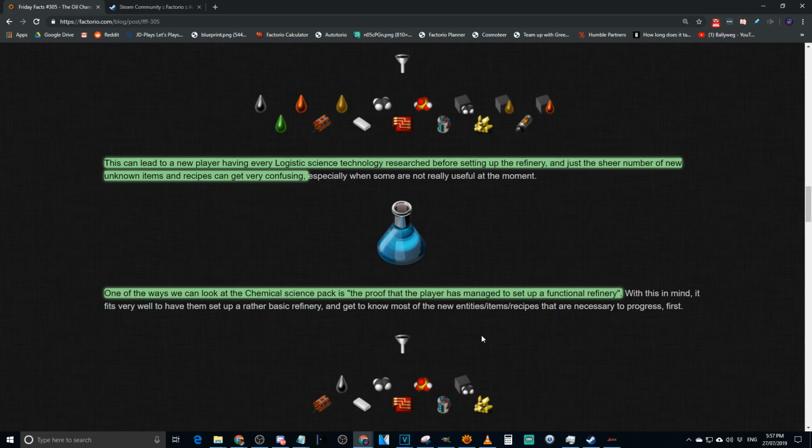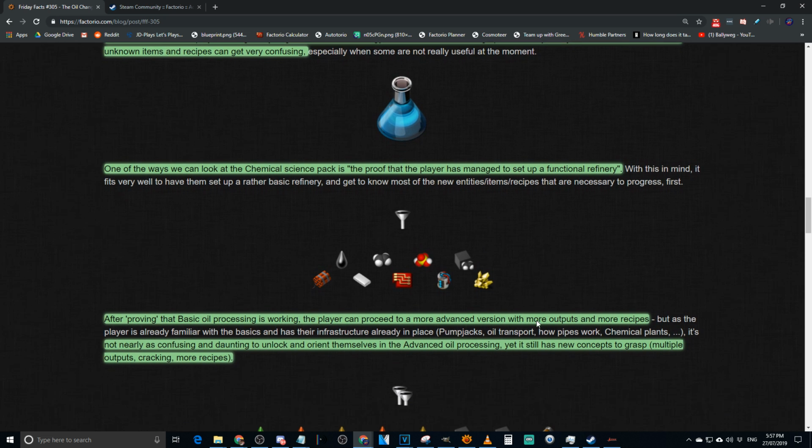It also means, to focus it down, really making it its own step is what it's coming down to. And that's how I see it, and I like that. Yeah, and as we've said, we can look at the chemical science pack as proof that a player has managed to set up a functional refinery. I've seen some horrible examples, but it's technically functional, so sure. Functional with air quotes.